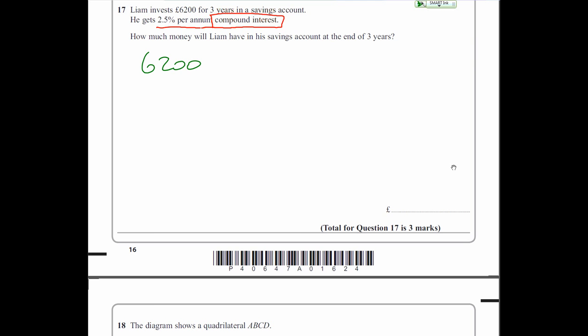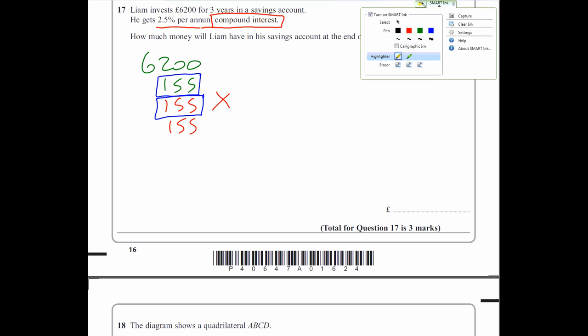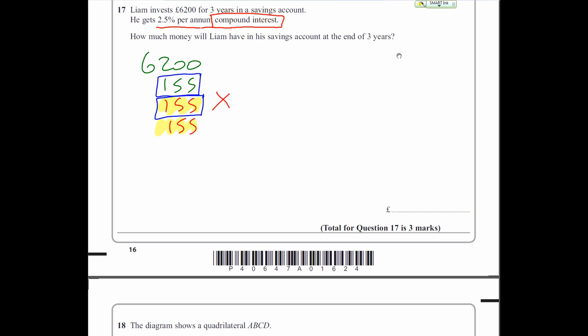So let's find 2.5%. I'll show you how I do this in a minute. Let's find 2.5%, 155, and I'm getting it for 3 years. So if I add all this together, that is not right, because you're going to get interest on this extra, and you're going to get interest on this extra. So actually, the numbers here and here are going to be different. You're going to get more. So let's see how we should actually do it.